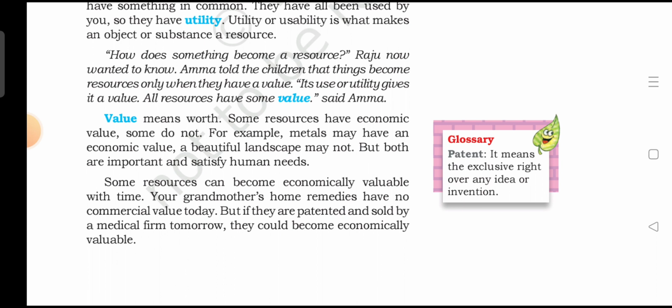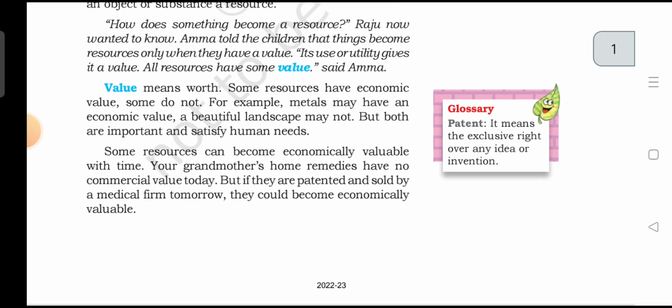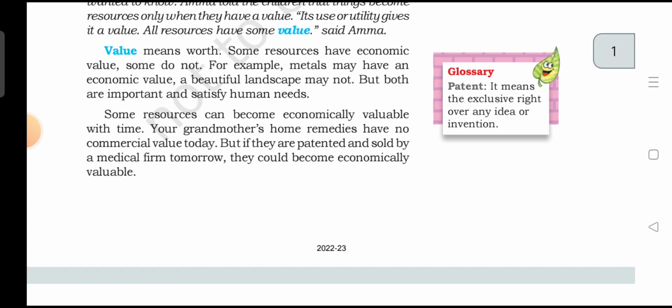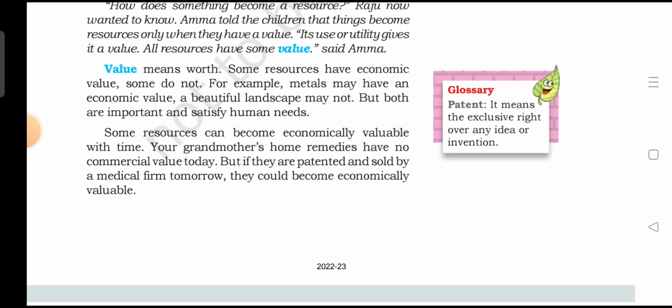Raju now wanted to know. Now see, in science, Bujo is very curious, and in this geography, Raju is very curious, right? So Raju wanted to know, how does something become a resource, Amma? Amma told the children that things become resources only when they have a value. When they have some value, we are using them, right? Its use or utility gives it a value. If it's usable, obviously it is having the value, and people are buying that particular thing, right?